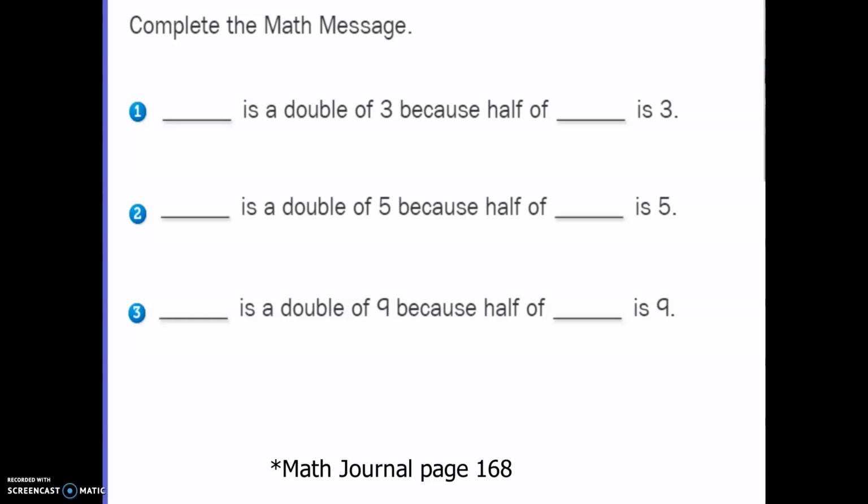Well, here's what I did. I started with the number that was given, and I'm going to double it. So 3 was given, I'm going to double it, that's going to be 6. So 6 is a double of 3 because half of 6 is 3. I'm going to double 5, that's going to be 10. 10 is a double of 5 because half of 10 is 5. And now I have 9, I'm going to double it. 18 is a double of 9 because half of 18 is 9.